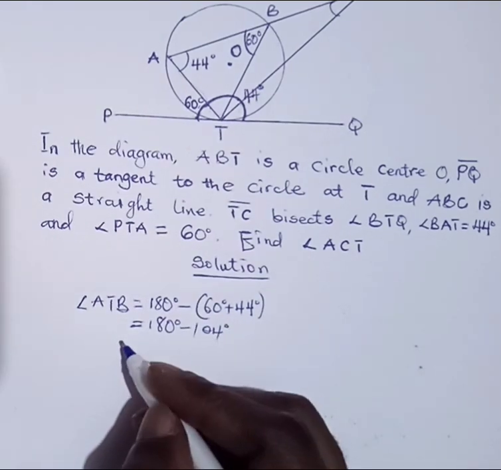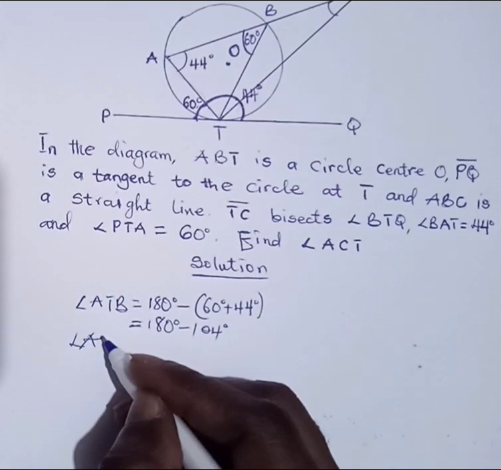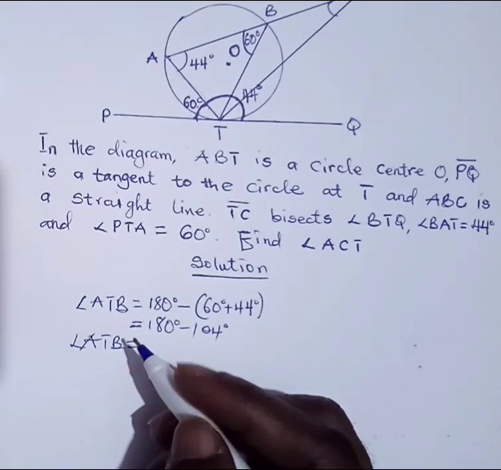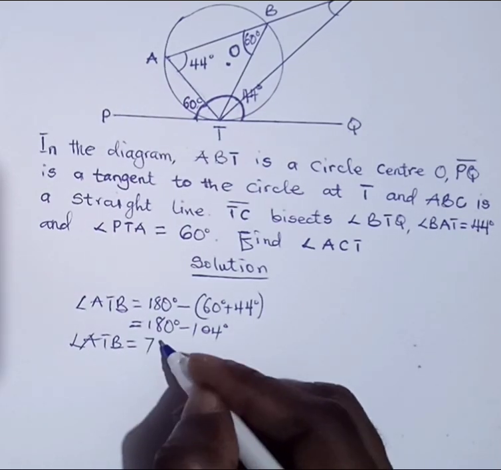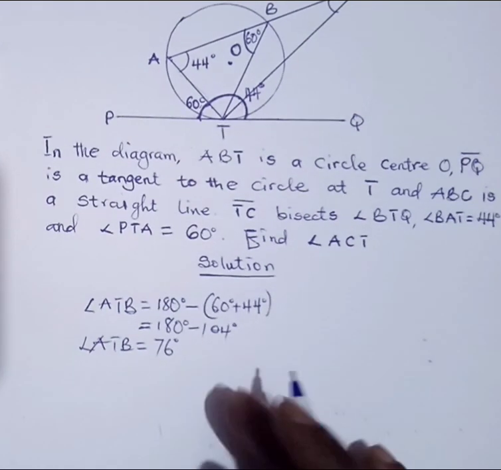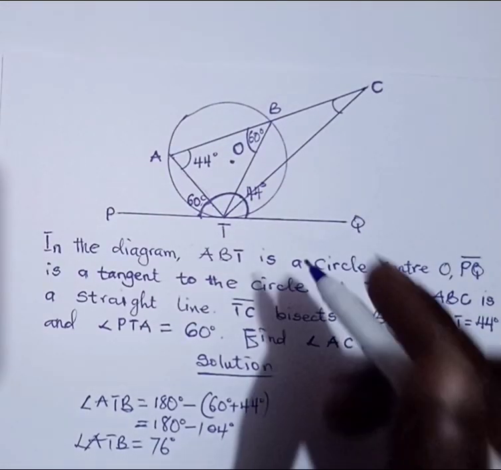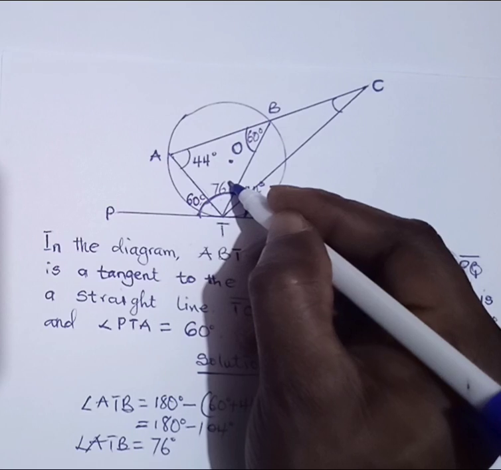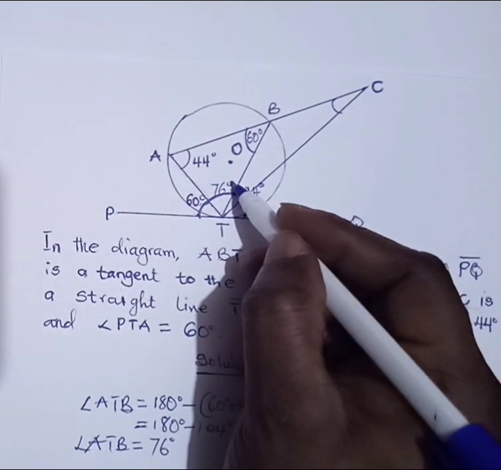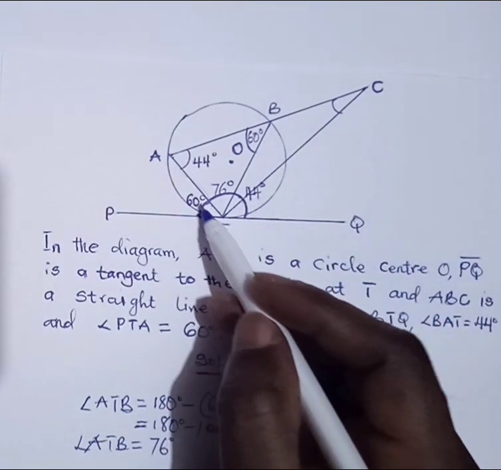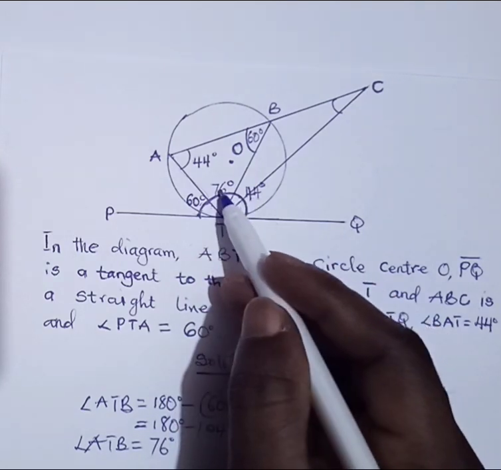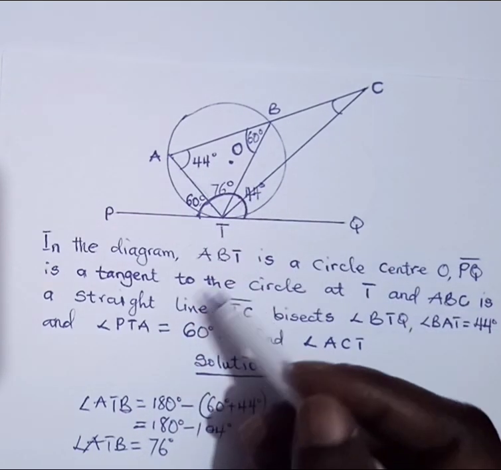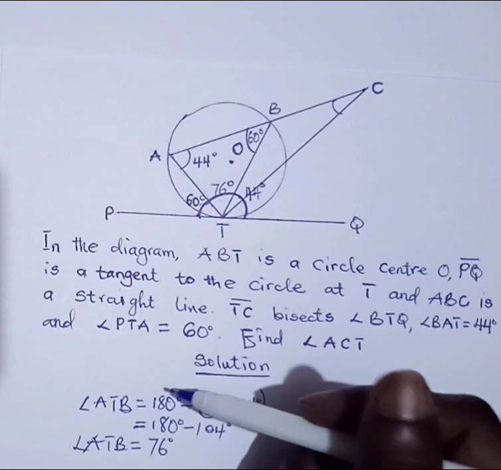degrees, and then angle ATB is equal to, so we are getting here as what? 76 degrees. So it means that this particular angle here is also what? 76 degrees. Good. So once we know this, here as 60, here as 40, here as what? 76 degrees. Then we can proceed and look for the next question.